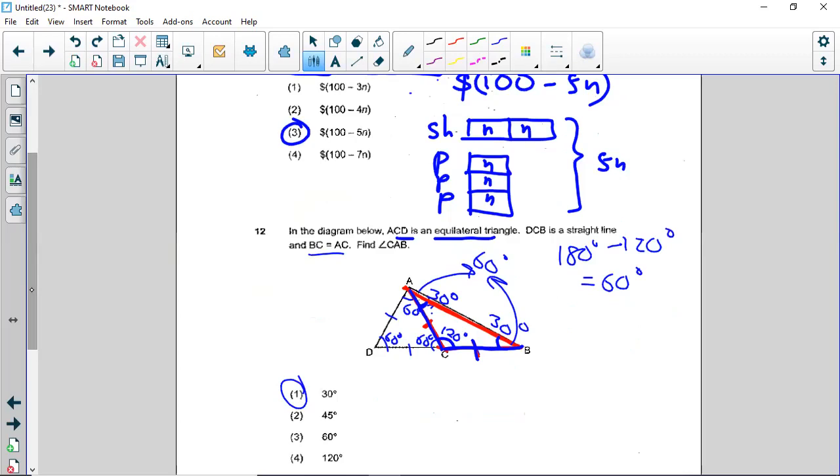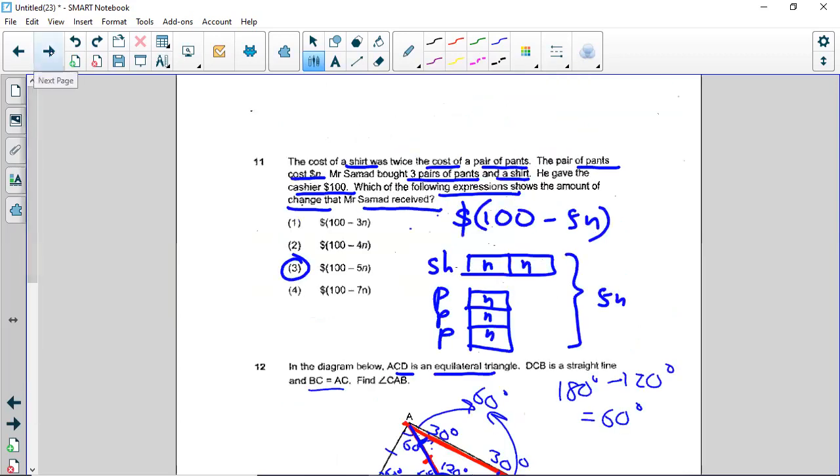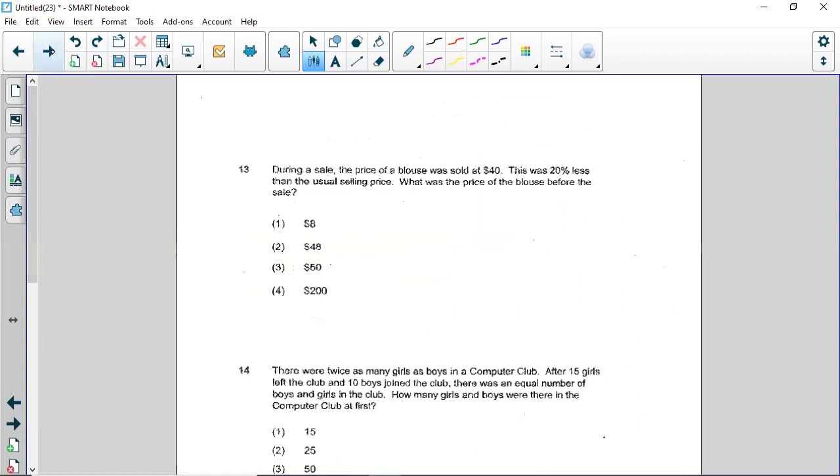Okay, let's go to number 13. Okay, number 13, and let's move on. Okay, during a sale, the price of the blouse was sold at $40. And be careful, this is a sale. So it cannot be 100%, it's $40, cannot be. 100% means the original price. And this was 20% less than the usual price, which is 100%.